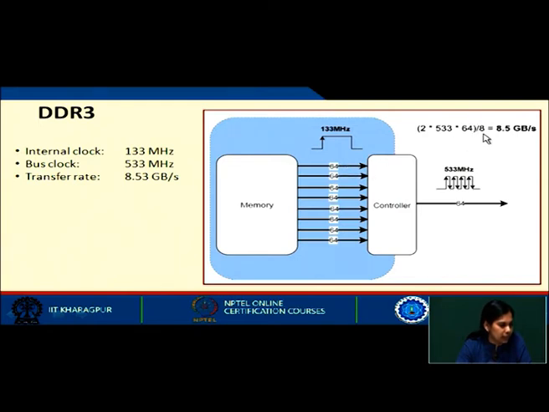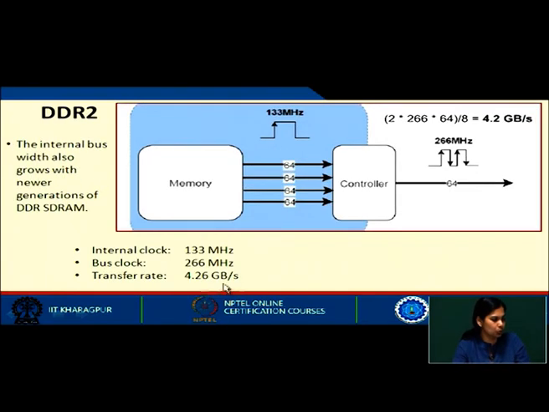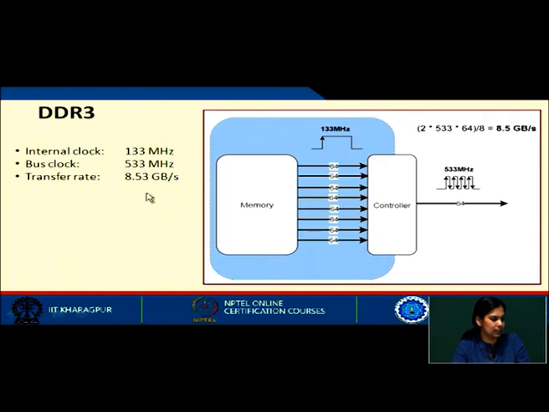If you divide it by 8, you will get 8.53 gigabits per second. So, from DDR2 to DDR3, it was 4.26, now it is 8.53. So, it is almost doubling the transfer rate. That is what we require.